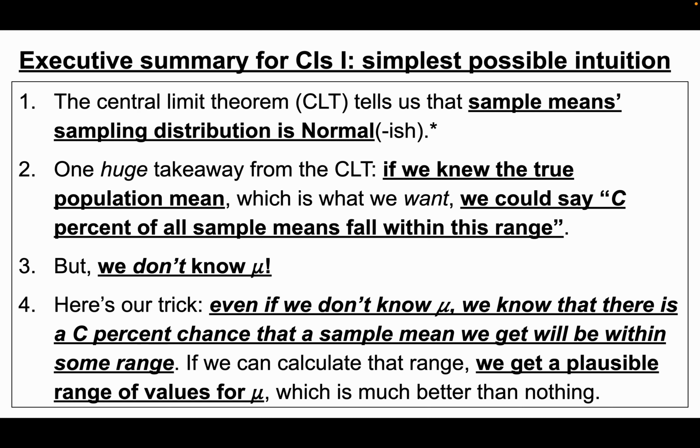What we do know, even if we don't know mu, is that there's a C% chance that a sample mean we get will be within some range. There's a 95% chance that it'll be within plus or minus 2 standard deviations of the true mean, mu. There's about a 90% chance that it'll be within, say, 1.6465 standard deviations of mu, etc. If we can calculate that range, which we can easily do, we get a plausible range of values for mu, which is better than nothing.